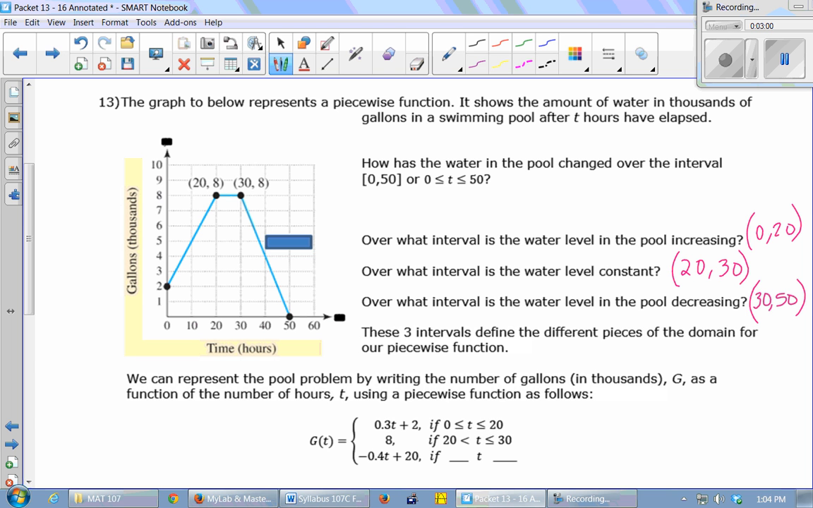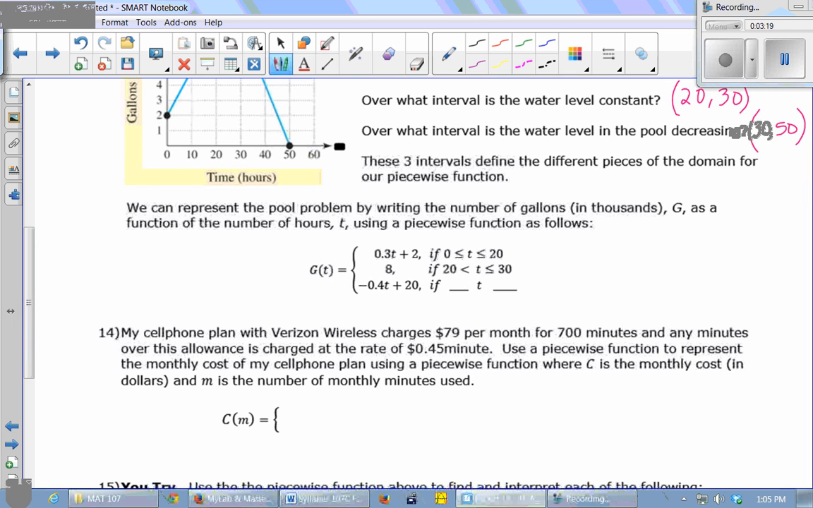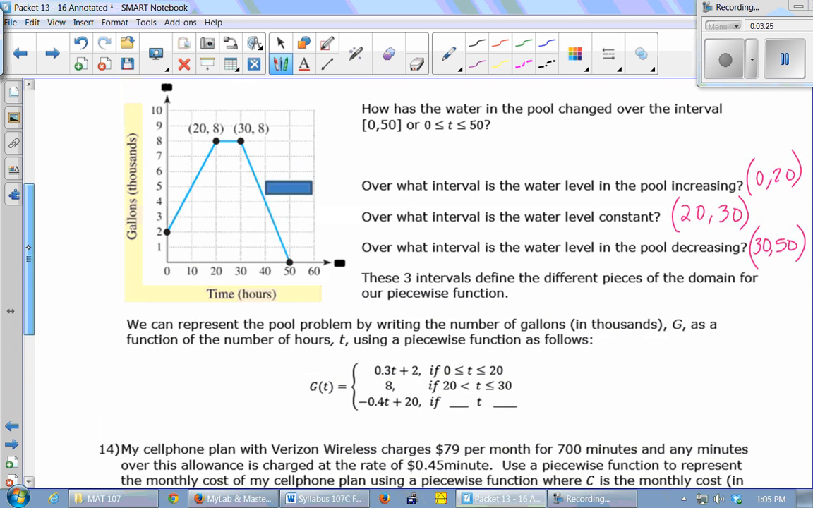So these three intervals, 0 to 20, 20 to 30, and 30 to 50, define the three different pieces of the domain for our piecewise function. Three different things are happening. We're going to have to use three different formulas to describe what's happening in those three intervals. So we represent the pool problem by writing the number of gallons G as a function of the number of hours t using a piecewise function.